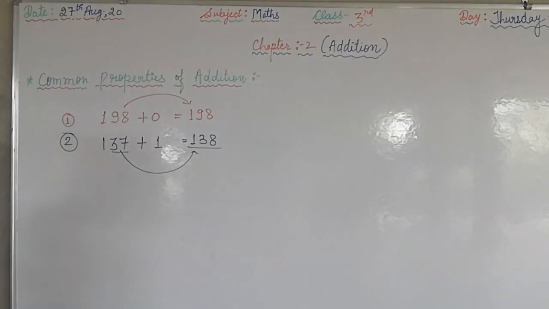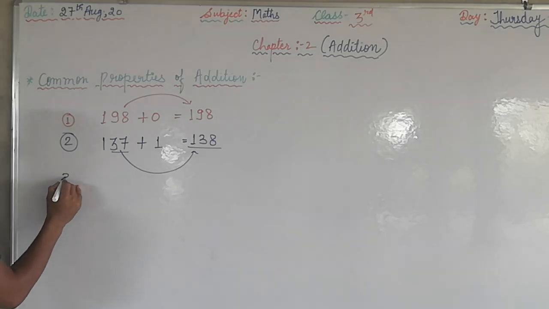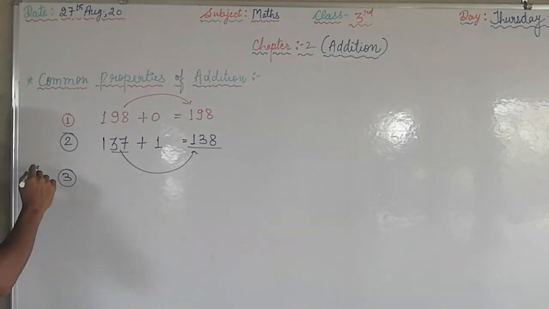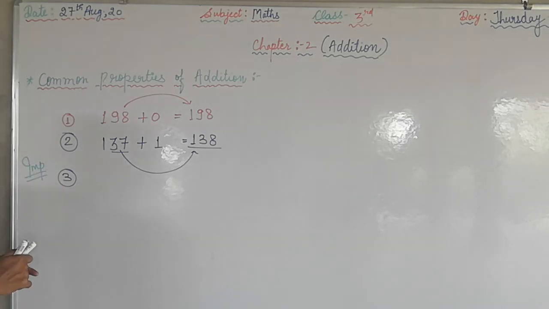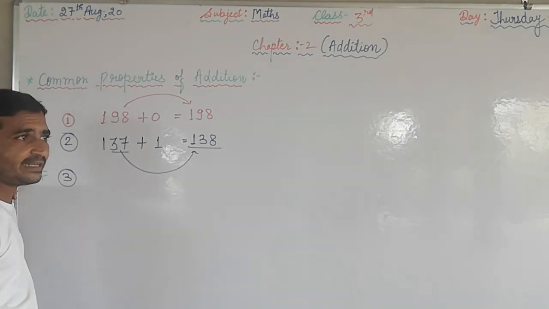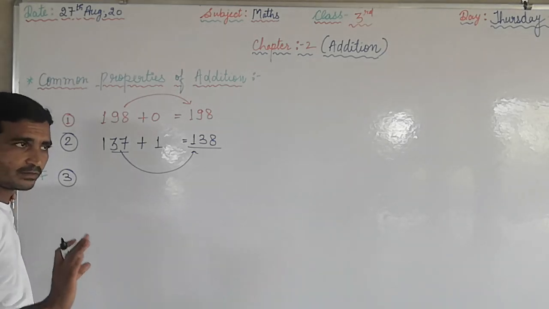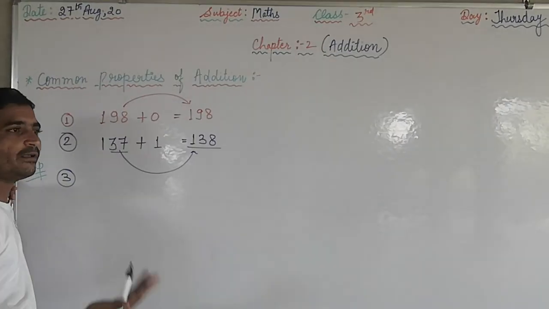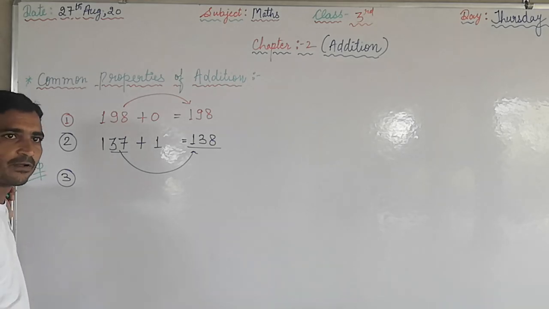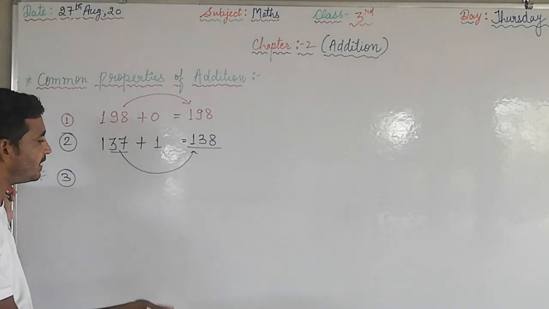Okay, these are the two properties, and the next property is the third property, and this is an important property of addition. Important property है बेटा addition की. See, listen carefully. Suppose we change the order, or we can say the place of the numbers, then the result will not be affected. The result will be the same.